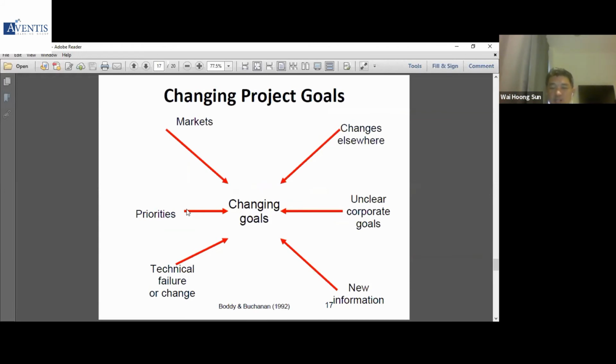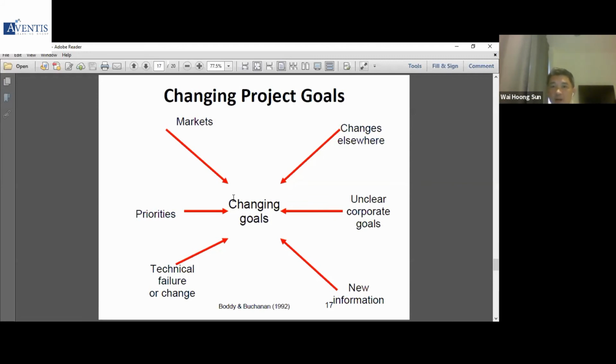Now, one of the many challenges of project management is changing the project goal itself, or changing the project scope itself. If you go back to probably the first slide, one of the most important things is to determine what is the project purpose, what is the project goal, what is the scope of the project. If that changes, everything else beneath it changes. Now, you would ask, why would a project goal change? Well, for many reasons sometimes. Most of the time, the project goals change because the markets have changed.